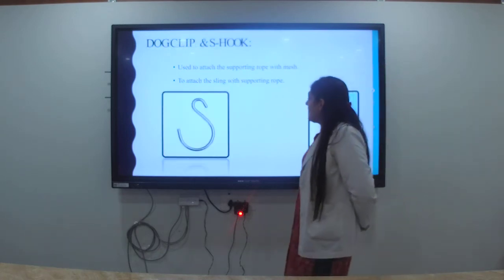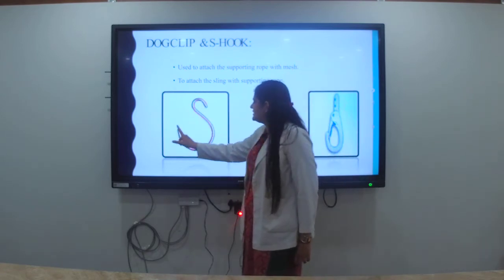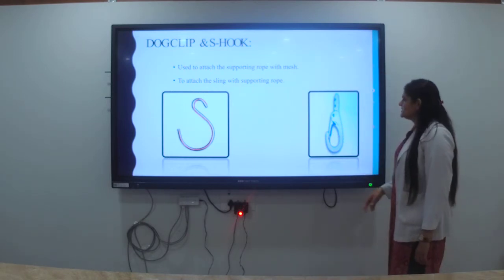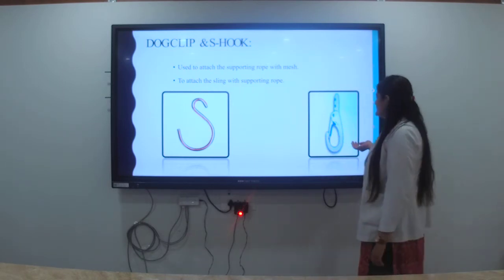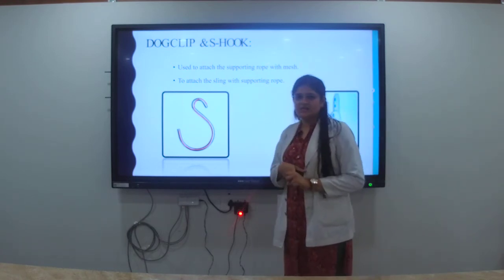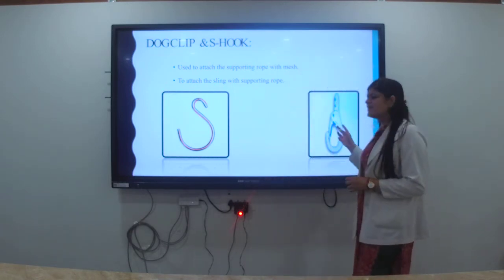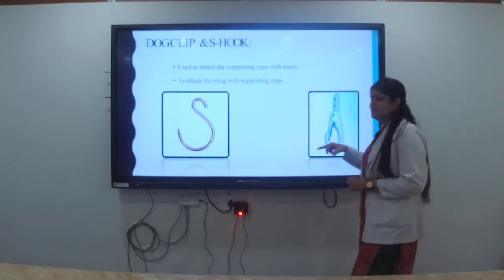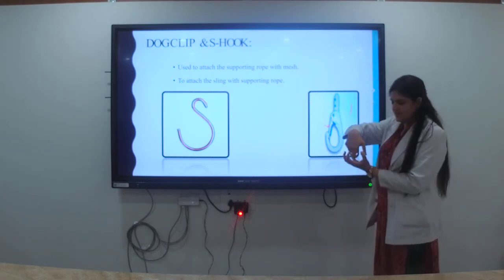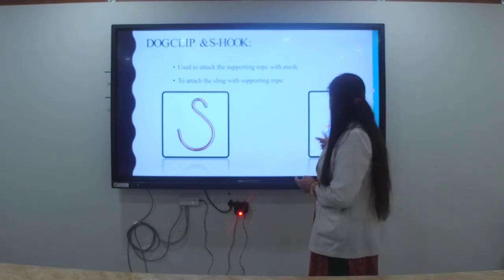The dog clip and S hook. You can see the shape is in the form of an S. This is the S hook. And this is the dog clip. This was very commonly used when you were a child. You would have had some toys, or especially boys would have these laser toys and all, which they can attach to their bike keys or any keys with such a kind of keychain. Here you can see if you push into this, it will open and you can attach it freely. This is your S hook and this is your dog clip.